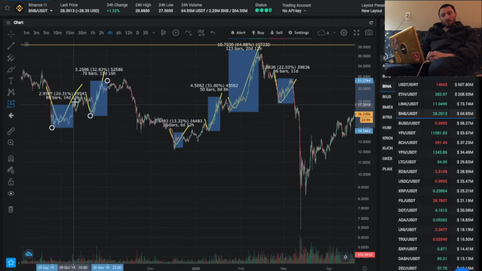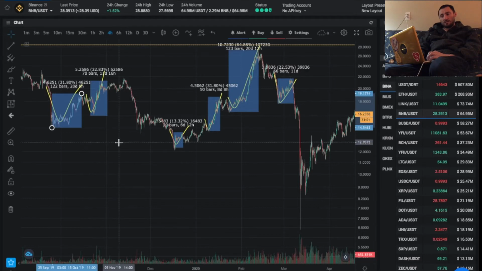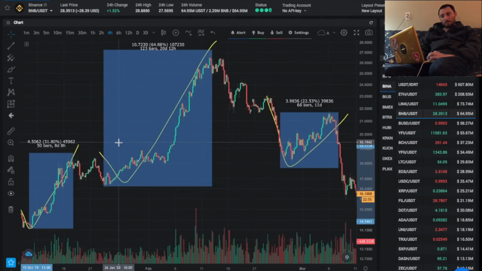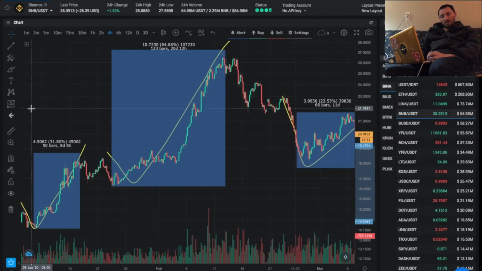Okay, so the average bounce is going to be about 30%. And that's what we're looking for. So right here, before all this happens, here's 30%. Let's take these off.